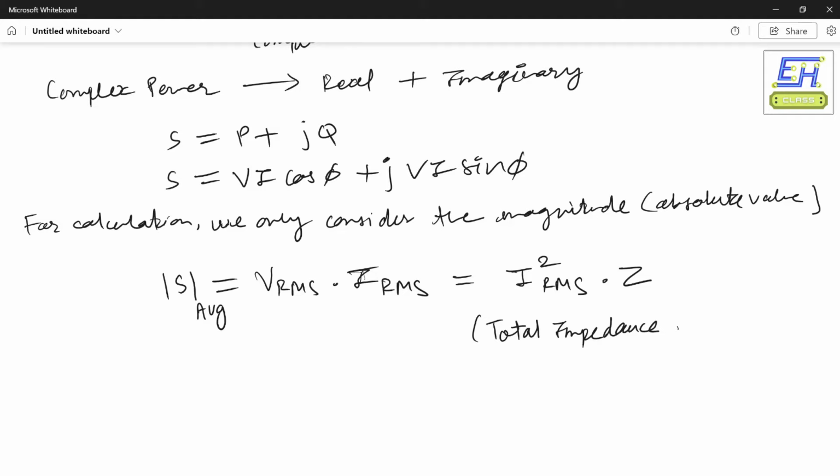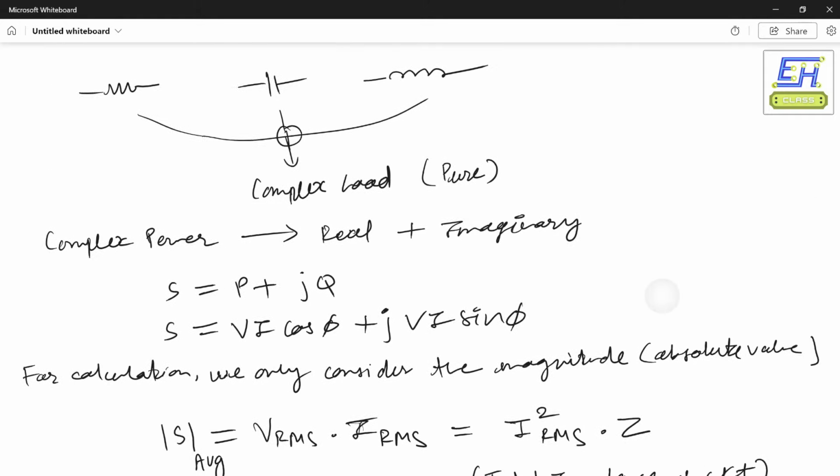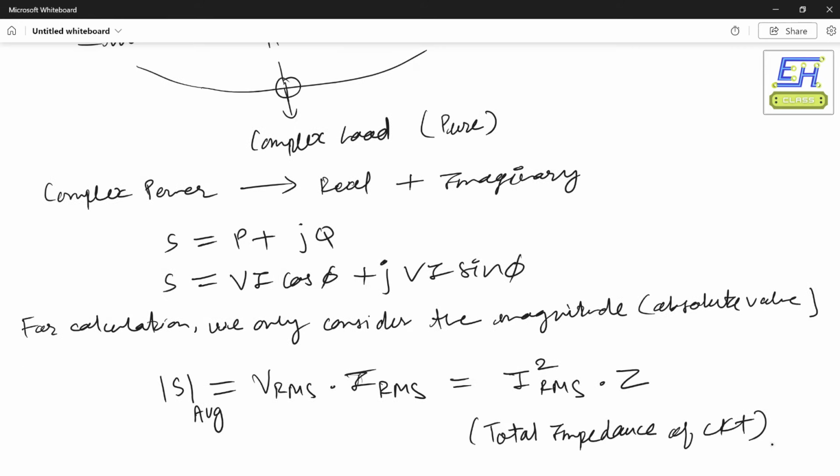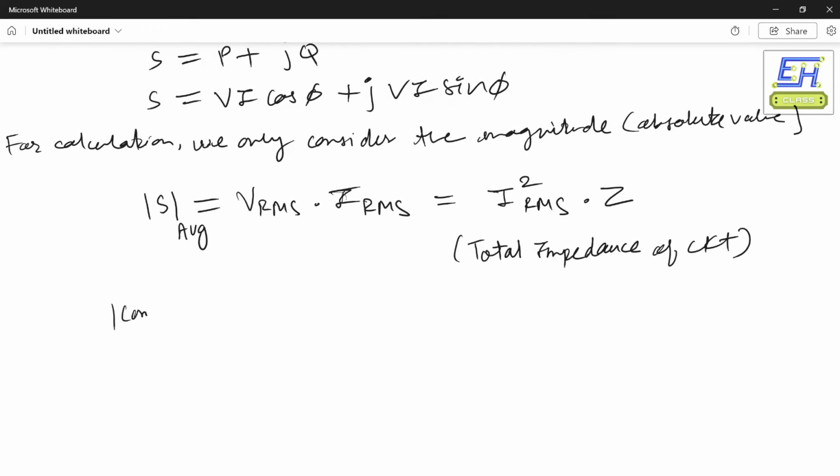It represents the total impedance of the circuit. So whatever you may have, the load can be complex, but this represents the total impedance of the circuit, right? And this means that the magnitude of complex power is nothing but apparent power. So this is how they are connected, how they are similar.